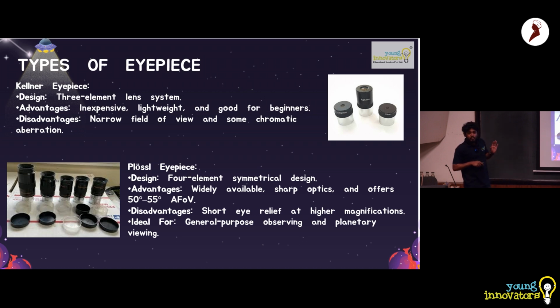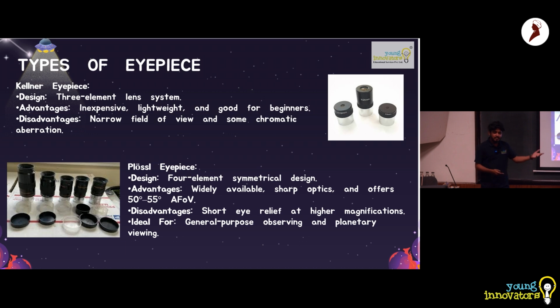One thing that you have to understand about a Kellner and a Flosel is that the field of view varies very drastically. So for example, in a Kellner eyepiece, you might have somewhere around 48 degrees of field of view. But as you go to a Flosel eyepiece, it can go up to 50 to 55 degrees, which is better because you can see more of the sky. So each eyepiece will have its own field of view, and it all depends on what you want. In the end, everything depends on what you want to observe.